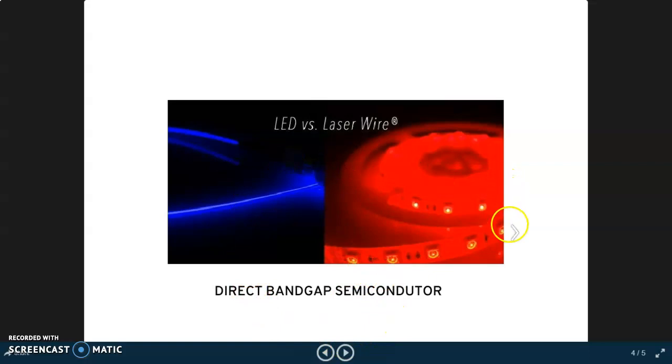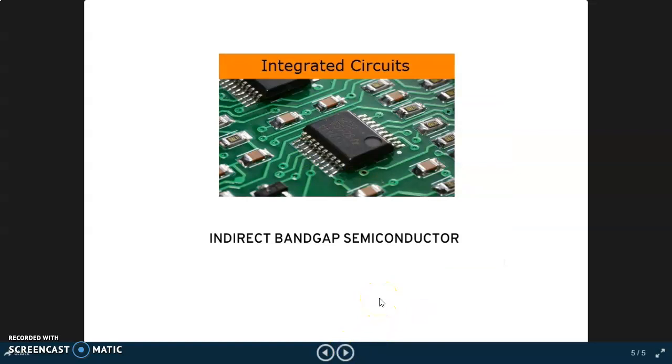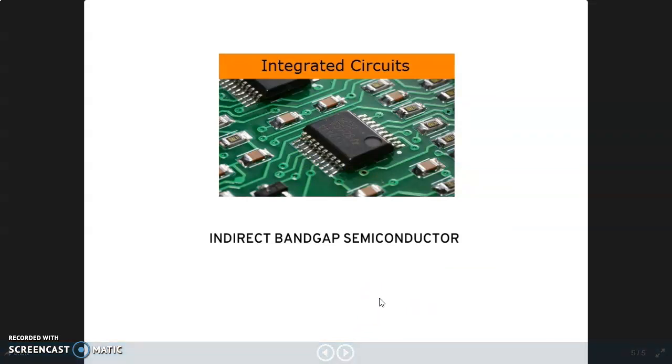Just see here, these are direct bandgap materials. LED and laser, these are emitting light. So in LEDs and lasers, direct bandgap materials are used. Now you see integrated circuits. We have amplifiers, oscillators, etc. in the integrated circuits. In these integrated circuits, silicon is used, and silicon is an indirect bandgap material. So this is the differentiation between direct bandgap material and indirect bandgap materials and their applications. Direct bandgap materials are used in optoelectronic devices, while indirect bandgap materials are used in integrated circuits. Okay, thank you.